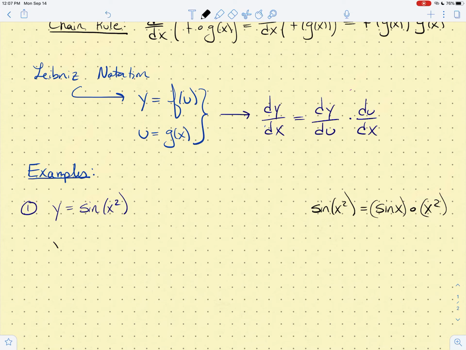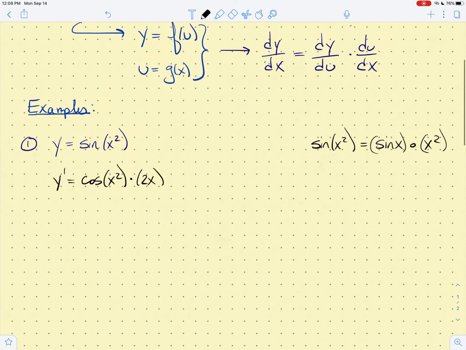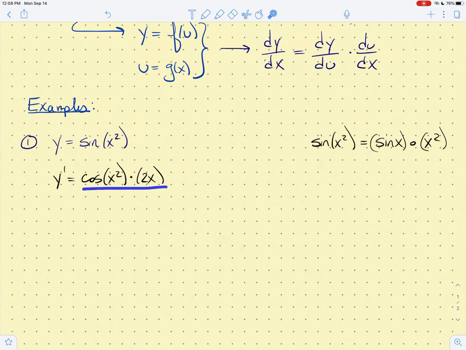So when I want to write down y prime, I want to take the derivative of the outside. In this case, the outside is sine, and so its derivative is cosine, plug in the inside x squared. Then I want to multiply by the derivative of the inside, which is just 2x. I'm not satisfied leaving it like this. I'm going to move this out to the front of cosine, and so my final answer is y prime equals 2x times the cosine of x squared.